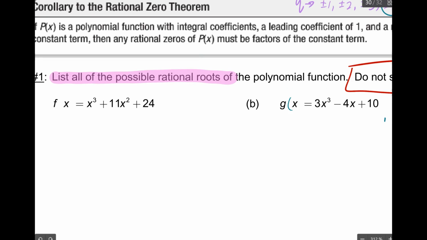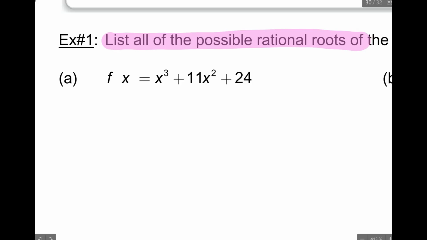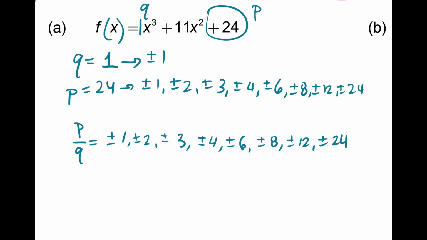This example is going to list out all the possible rational roots of a polynomial function we do not want to solve. So go ahead, pause the video now, see if you can identify P and Q. List all the factors. This one's a little easier. Q is going to be the coefficient of my highest degree term. Since there's nothing written there, we can assume the coefficient was 1. The only factors of 1 are plus or minus 1.